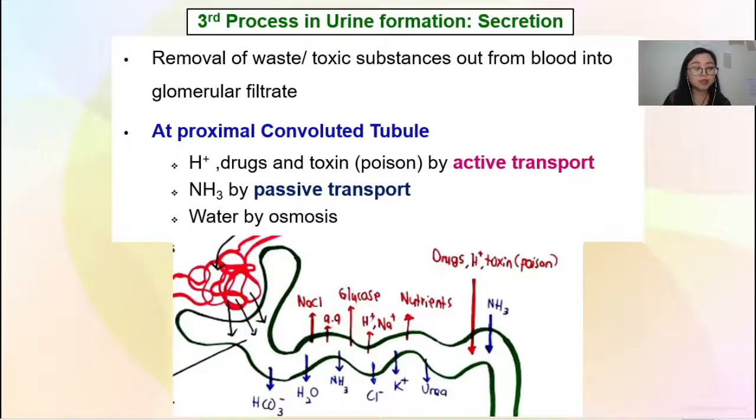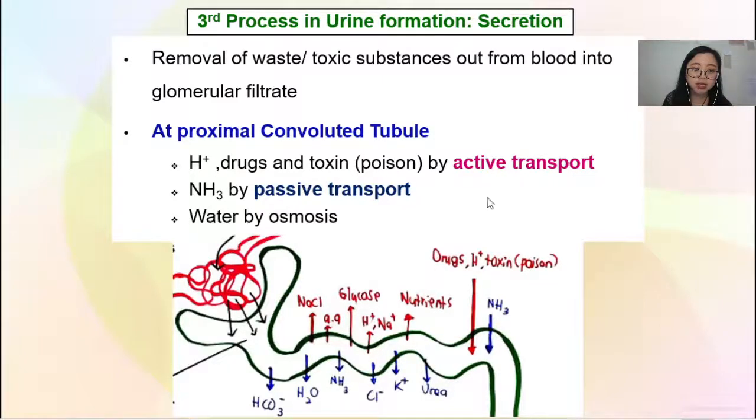We are looking at the third process in the urine formation, which is secretion, pembuangan. In secretion, it is the removal of waste or toxic substances out from the blood and into the glomerular filtrate. So this will occur at several points. The first point is it will occur at the proximal convoluted tubule. The secretion that happens here is the secretion of hydrogen ion, drugs, and toxins, which is poisons, by active transport.